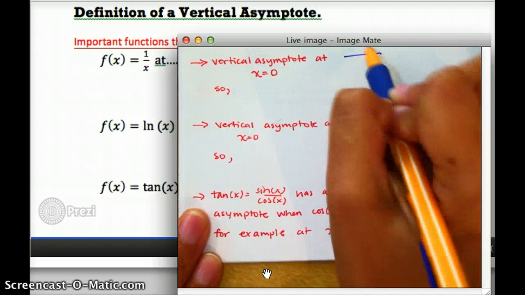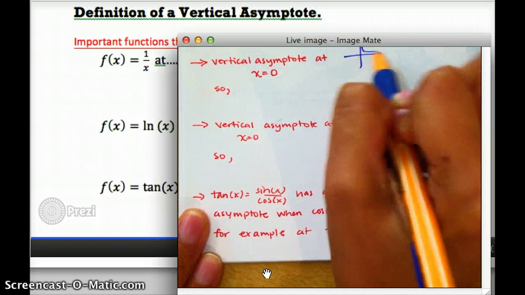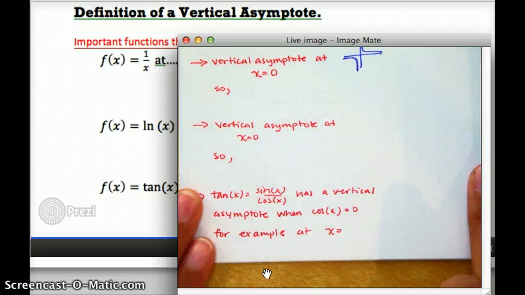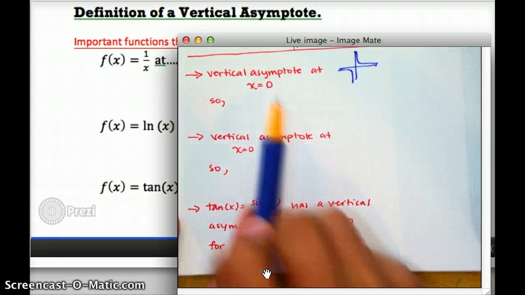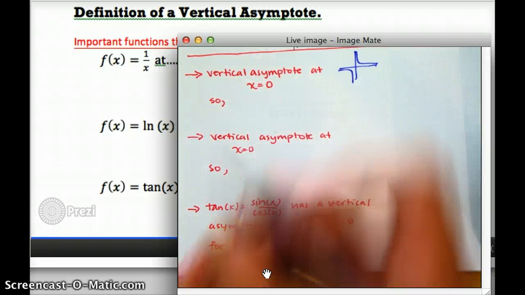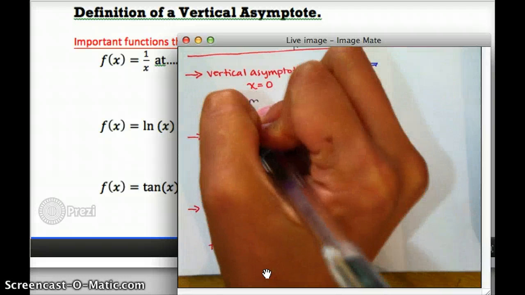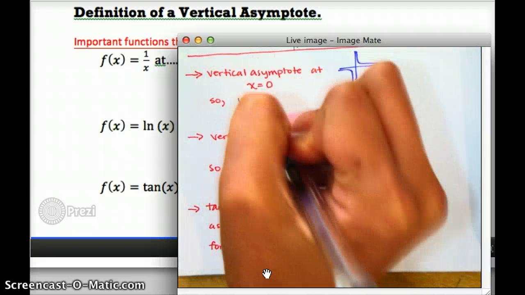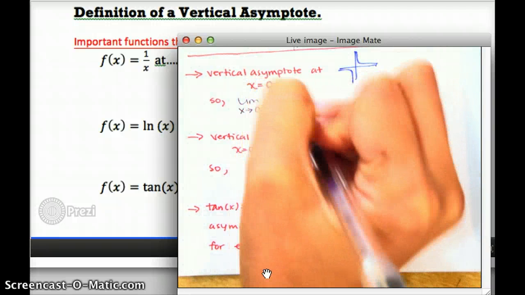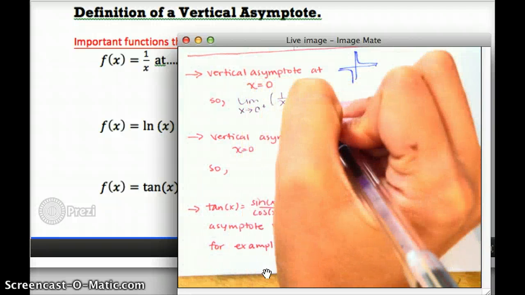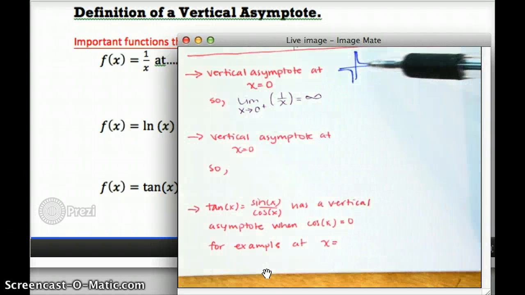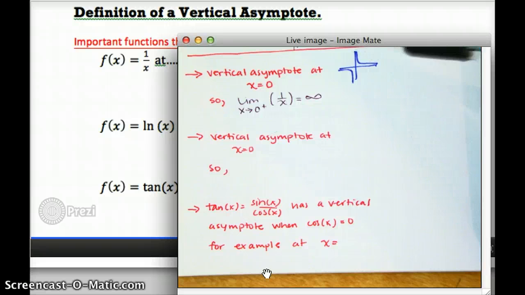You should recognize what the graph looks like. And we actually also just worked out an example like this. So this has a vertical asymptote at x equals 0. What that means in terms of the limit is that the limit as x approaches 0 from the positive side of 1 over x equals positive infinity. And that's because coming from the right, the y values go up to infinity.